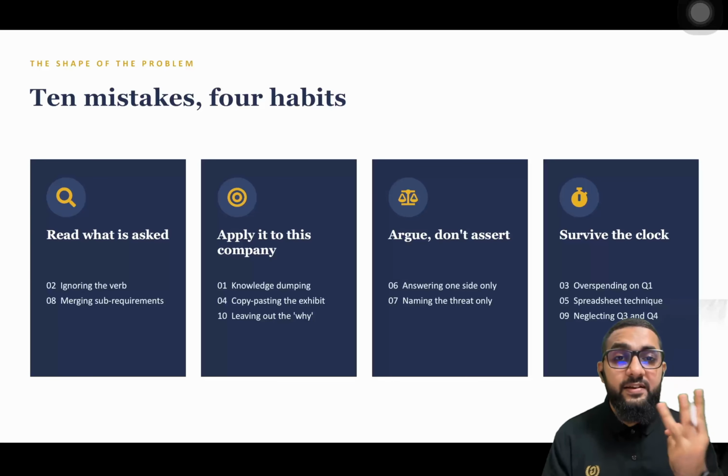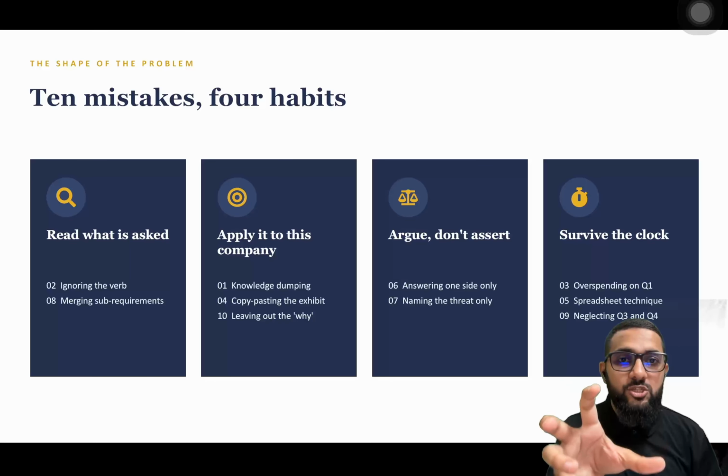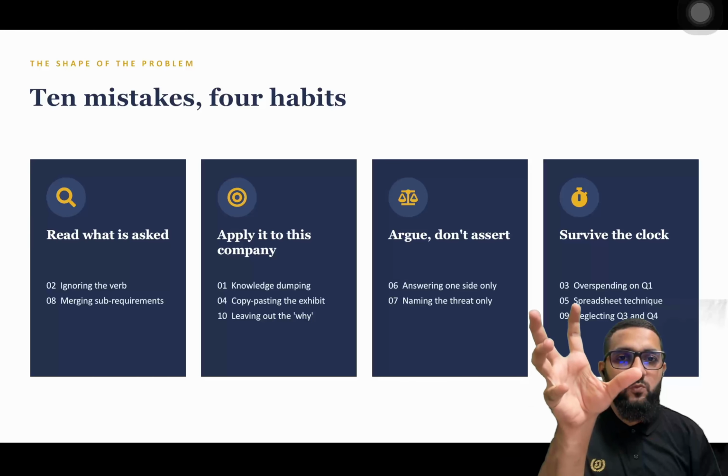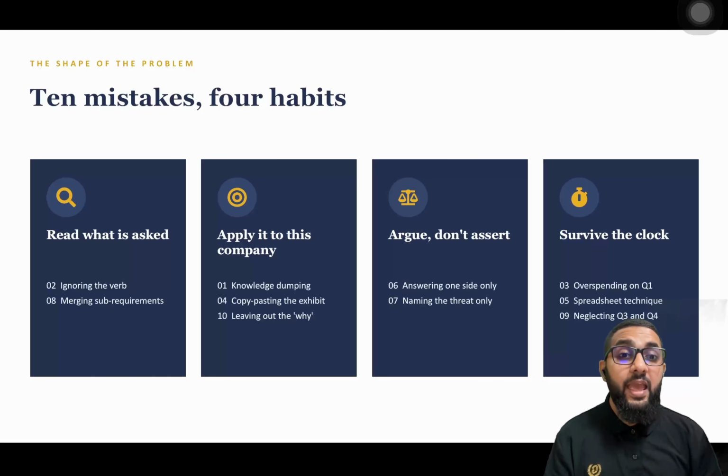The third habit that the mistakes stem from is when you overlook the second aspect, when you focus your attention on just one part of the question, one part of the element. That is where candidates make the mistake of answering one side only when you are required to assess and answer both sides of the requirement, and of naming the threat only rather than identifying the principles being threatened and the actions you need to take if you are required to take an action.